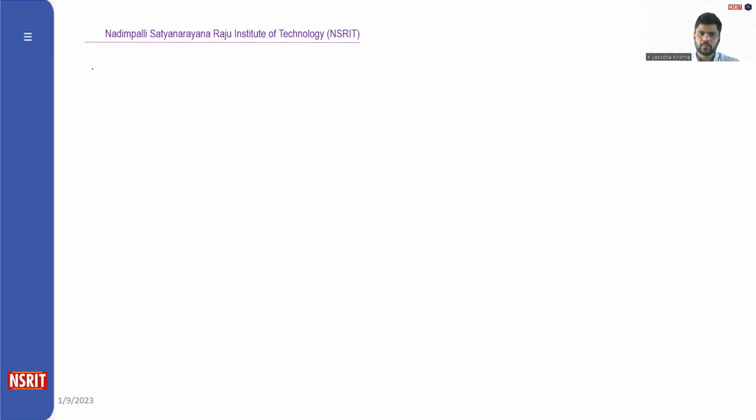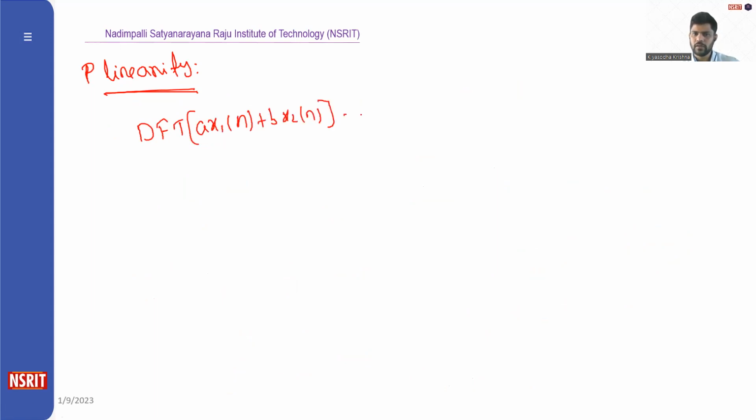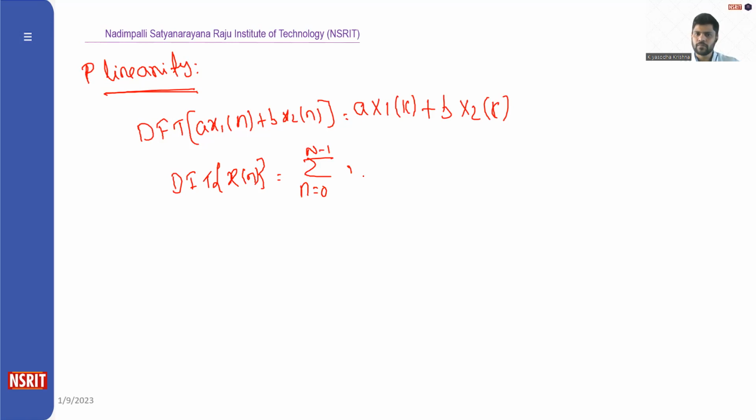And then the next property, linearity property. Linearity property means if you apply the DFT of a x1 of n plus b x2 of n, it is nothing but a into X1 of k plus b into X2 of k. Let us discuss: DFT of x of n is summation n equal to 0 to N minus 1 x of n e to the power of minus j 2 pi k n by N. Now in place of x of n, I replace a into x1 of n plus b into x2 of n.